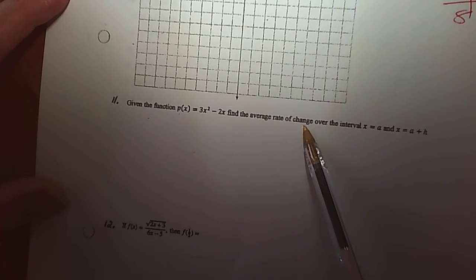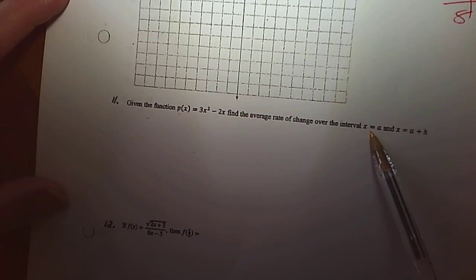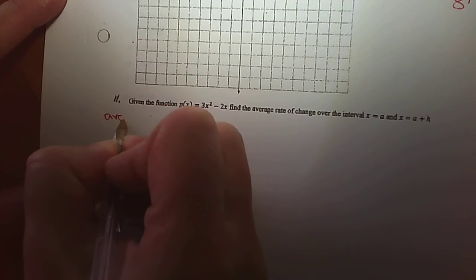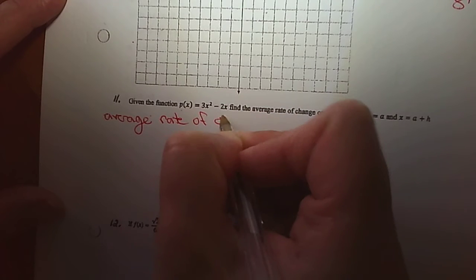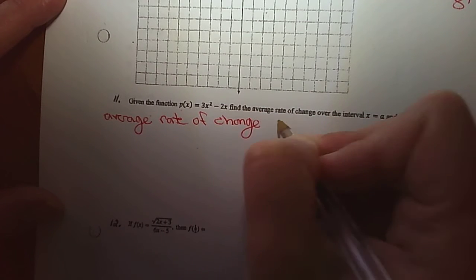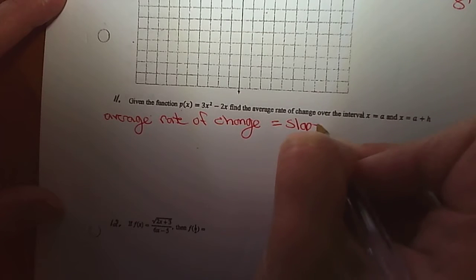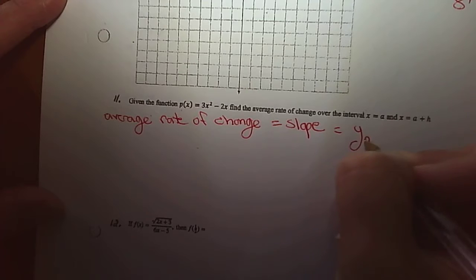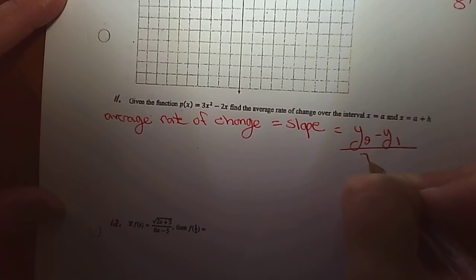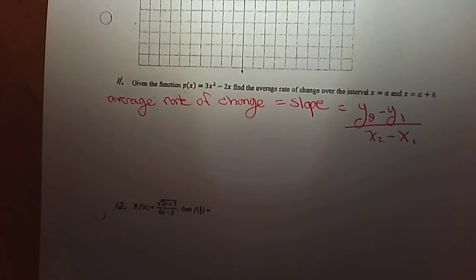Given this function, find the average rate of change over the interval x equals a to a plus h. All right, what does average rate of change mean? That's a fancy way of saying the word slope, right? And what is the slope formula? Subtract the y's over subtracting the x's. So that's what we want to do here.